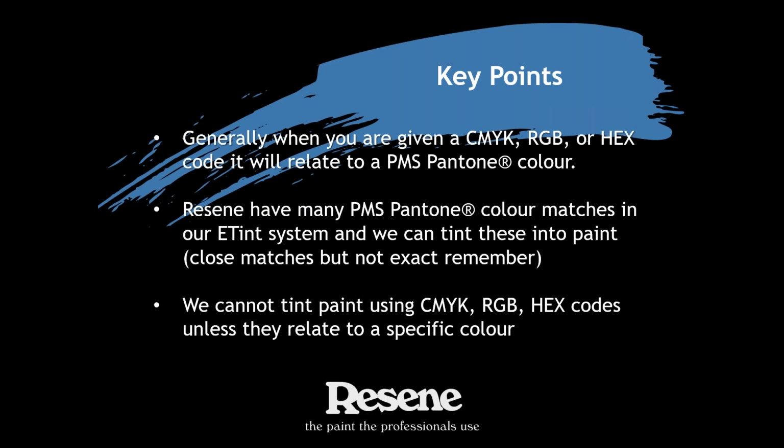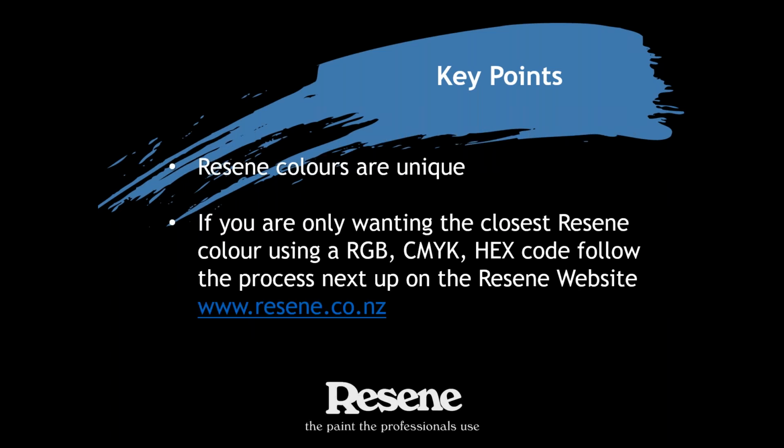So the key point here is that generally when you're given those codes, they relate to a Pantone color sitting behind the scenes. We're going to ask you for that one. As mentioned, we've got visual color matches on file for Pantone colors. They're close, not always exact. Our colors are unique, and they do have their own RGB values, CMYK codes, and hex codes.